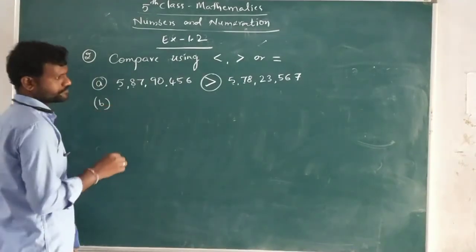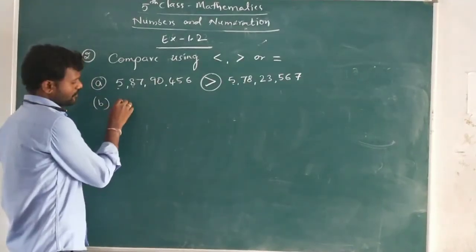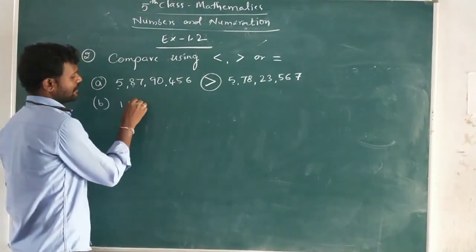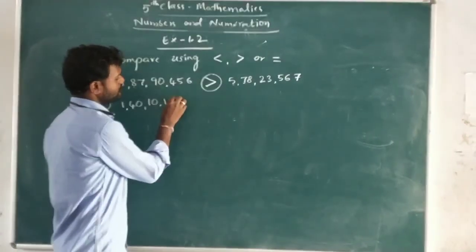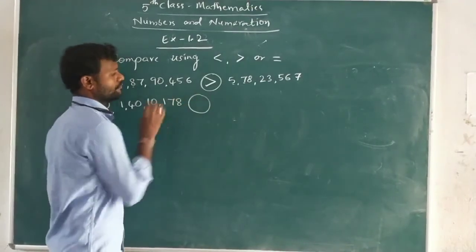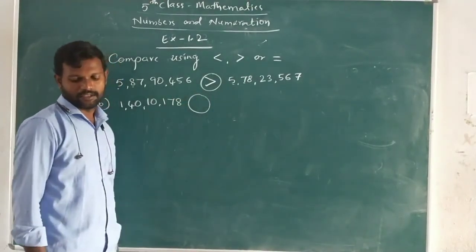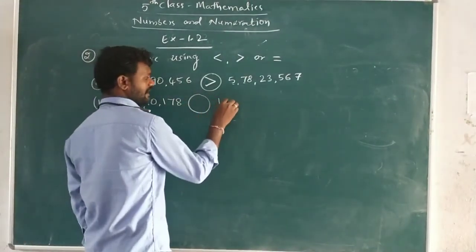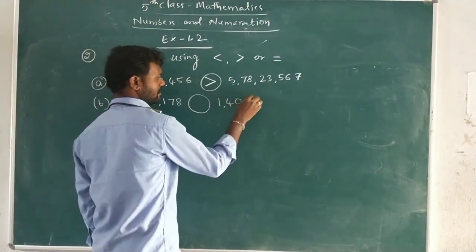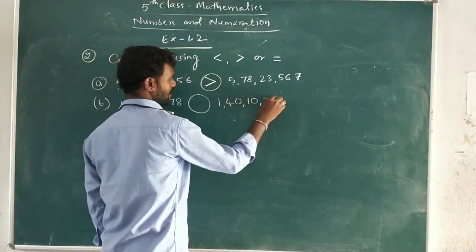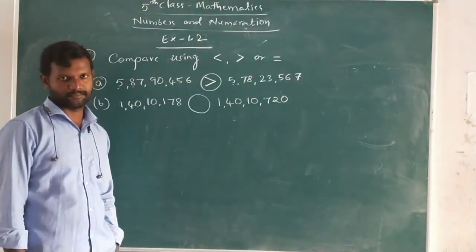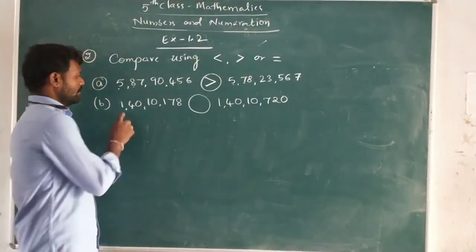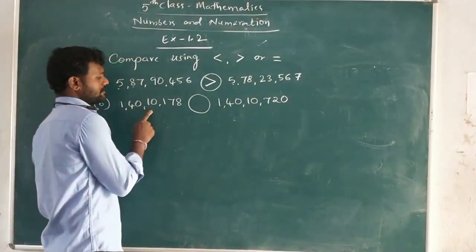What is the second one? 1 crore 40 lakh 10,178. Okay, and 1 crore 40 lakhs 10,720. Okay, these are the two numbers given. 1 crore 40 lakhs 10,100.